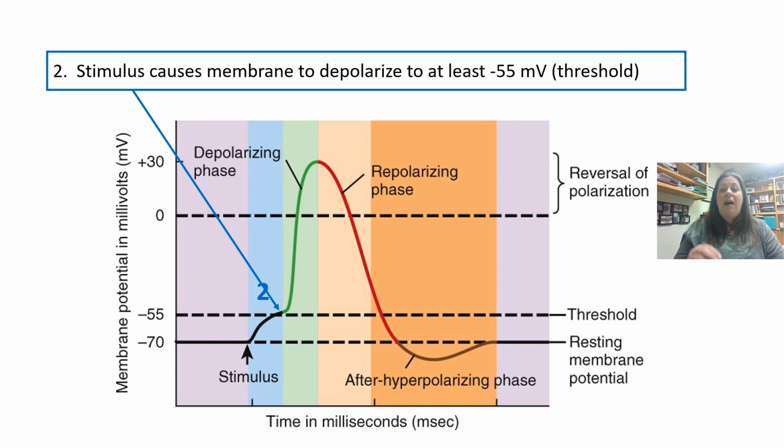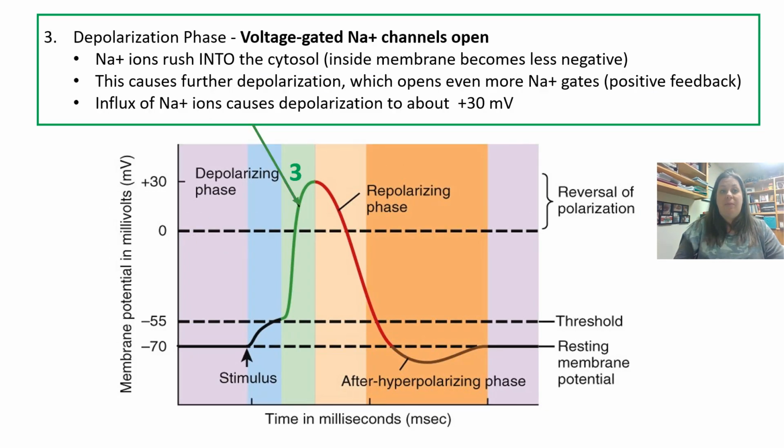The action potential is now going to be sent. So step 3 here is in the green. This is the depolarization phase. This is when the voltage-gated sodium channels are going to open. This allows sodium to rush in.